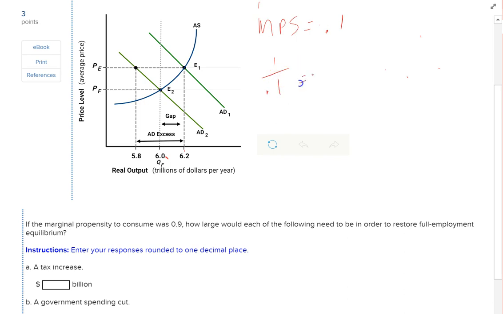So the income tax then, if we assume a tax multiplier of 4, to close that gap, needs to be 25 billion.